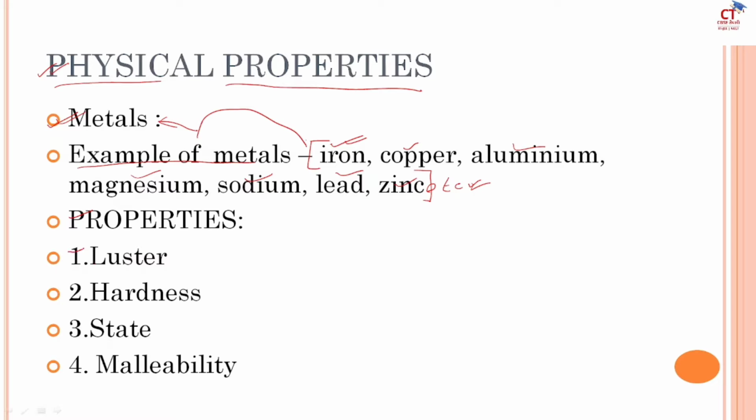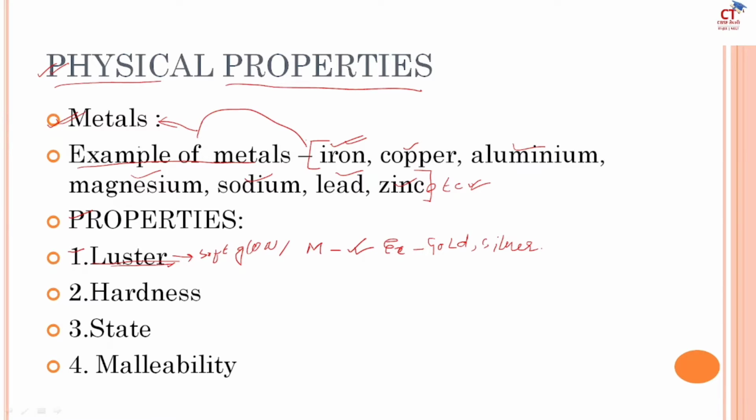One, that is lustre. What is meant by lustre? Lustre means soft glow. Do metals show this property? Yes. Metals show this property, that is they have a shiny surface. Example will be gold, silver.